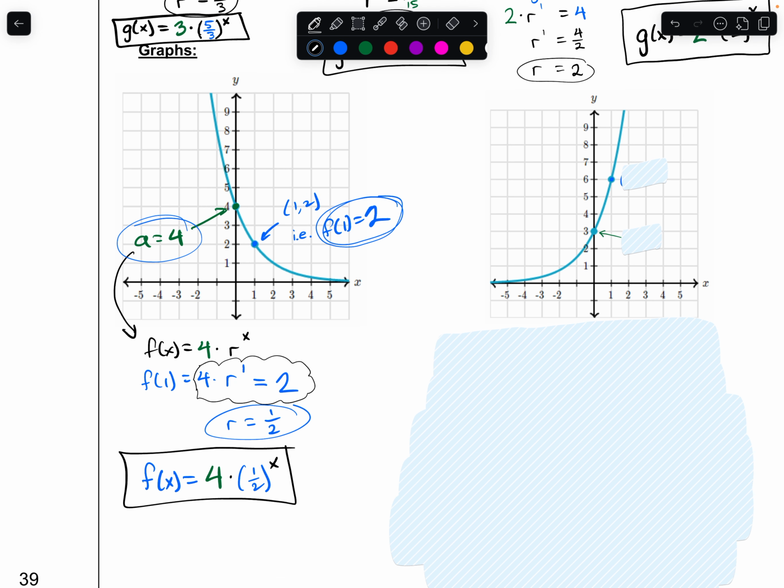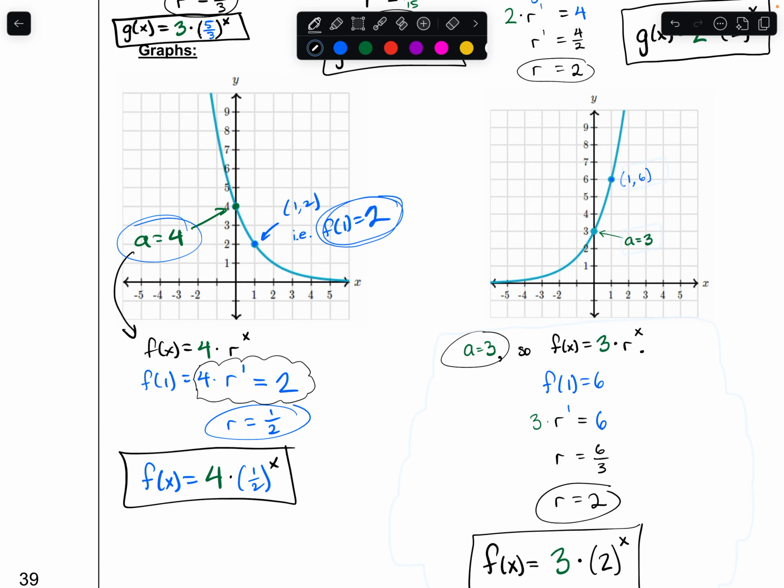Try the second graph on your own and come back and check your work. Okay. Hopefully you picked out that initial value, or y-intercept, is 3. We have another point, (1, 6). So we should end up with a equals 3. We'll find that r is 2. So we have the function 3 times 2 to the power of x.